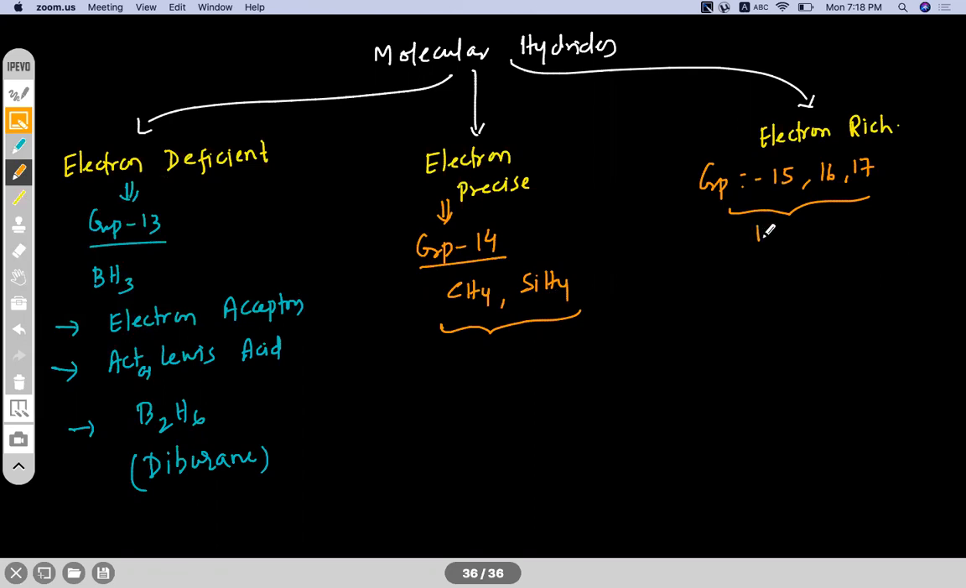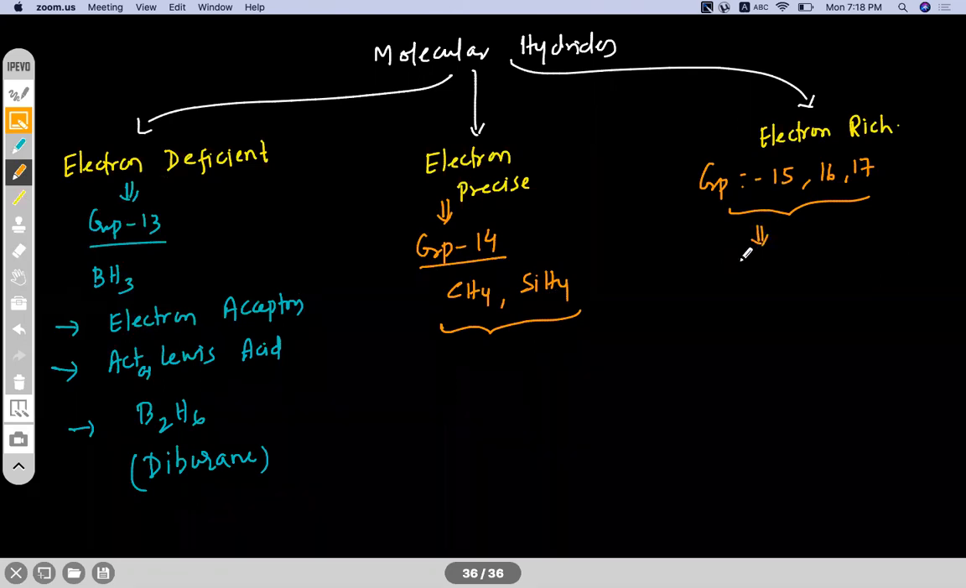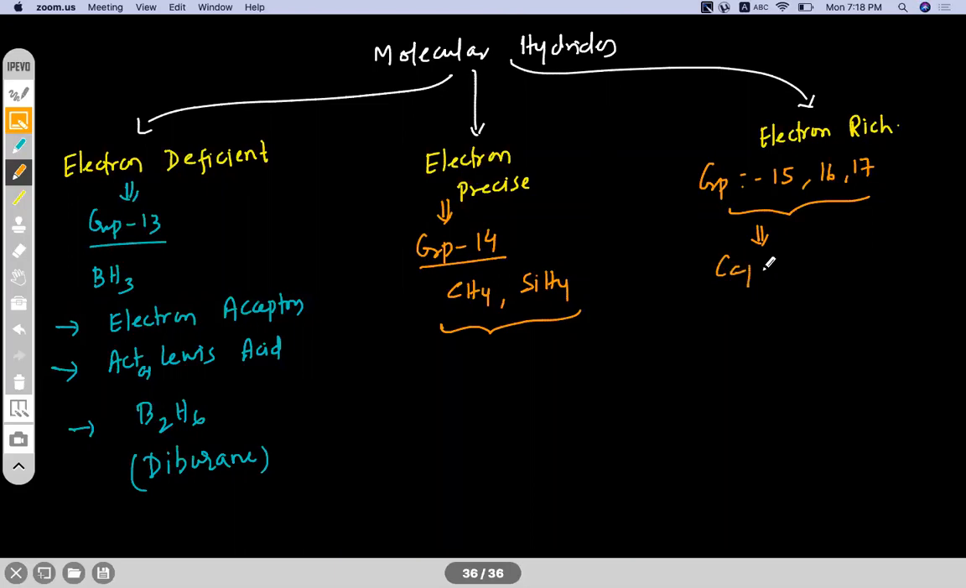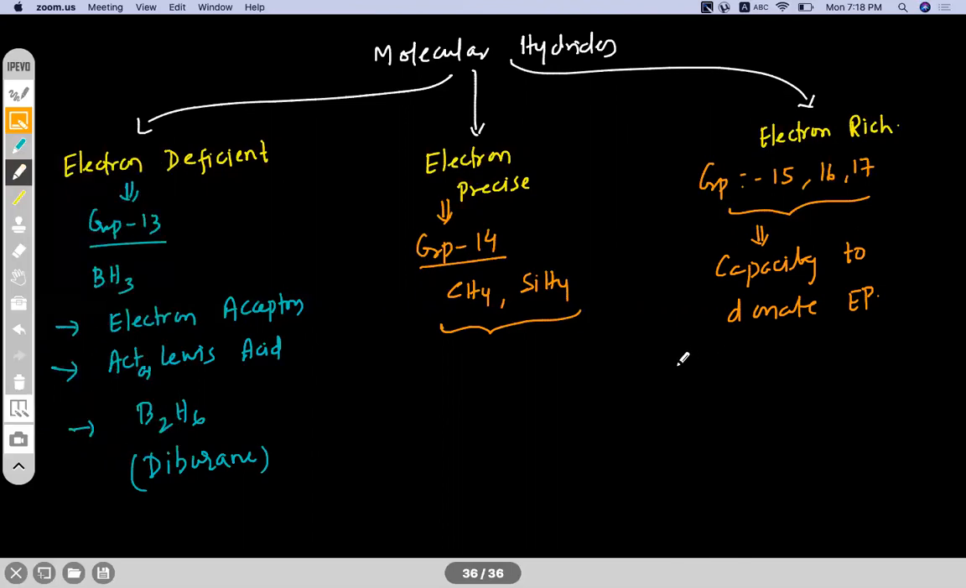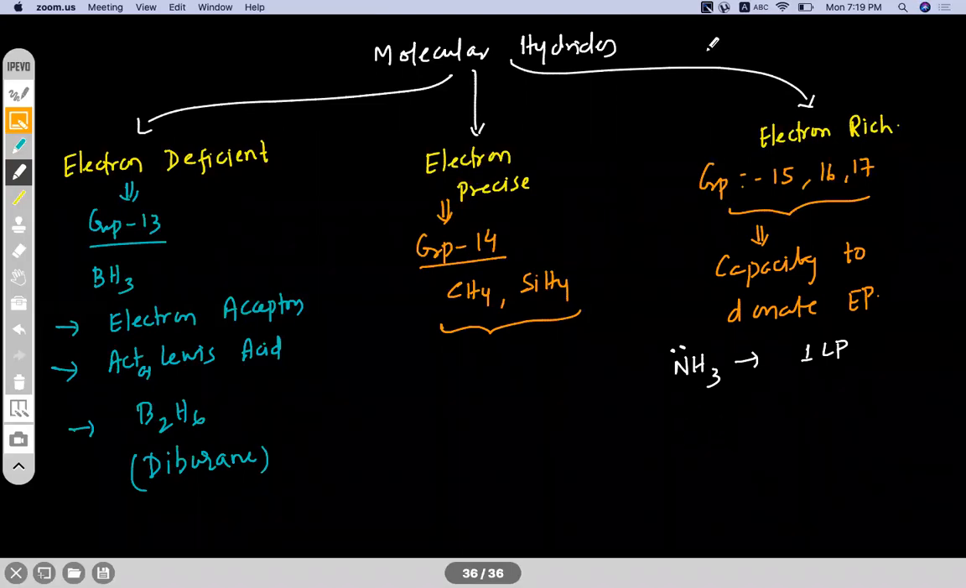Electron rich hydrides mean what? They have the capacity to donate an electron pair. For example, group 15 is the nitrogen family, right? Nitrogen family is NH3, and we know on NH3 we have one lone pair. So one lone pair, it can donate, electron rich hydrides. Okay. H2O, next group 16 you see.